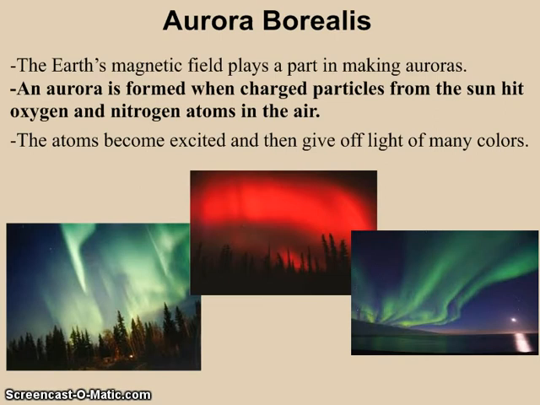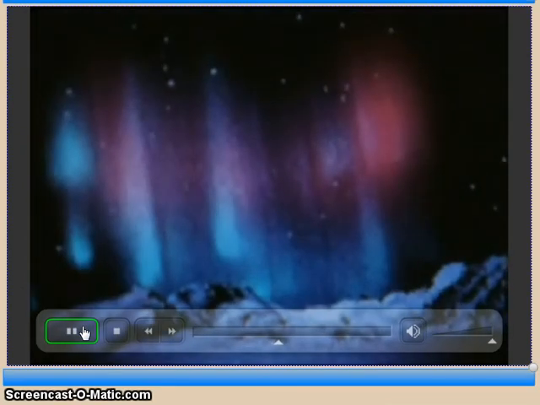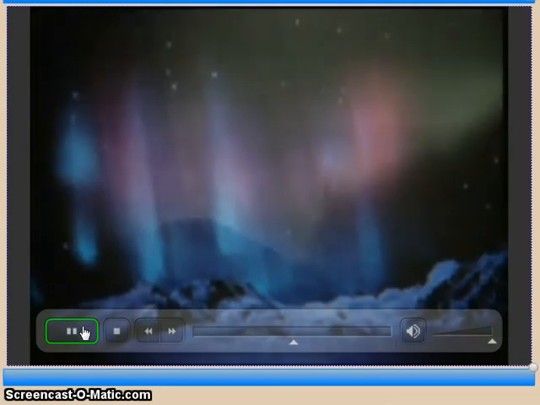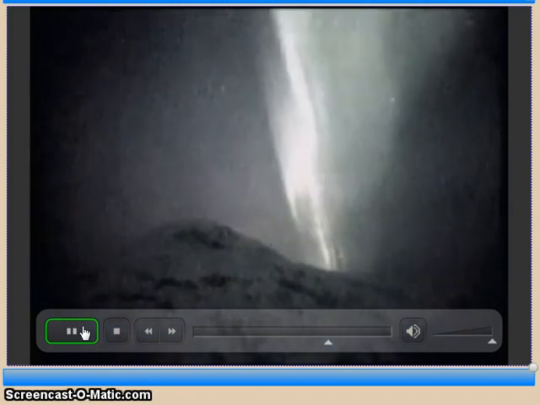Auroras are formed due to charged particles from the sun hitting the oxygen and the nitrogen atoms in our air. And when these atoms become excited, they actually give off light. And this light can be a form of many colors. Let's look at this here. This video right here is actually showing you some auroras in both the South and North Poles. This video is coming from the North Pole.